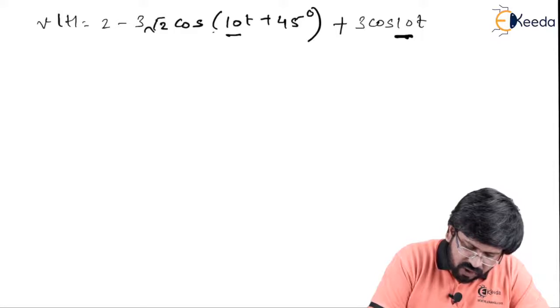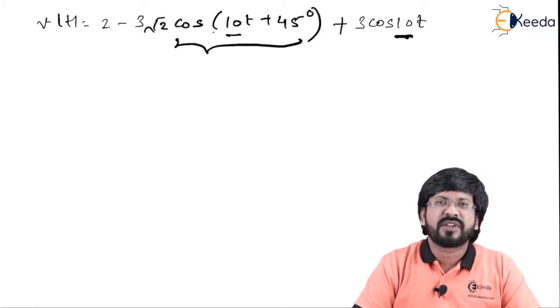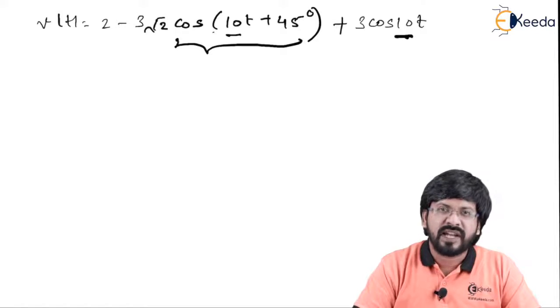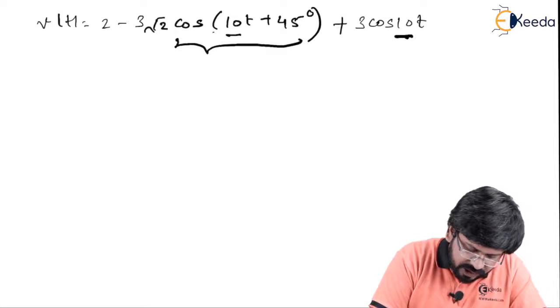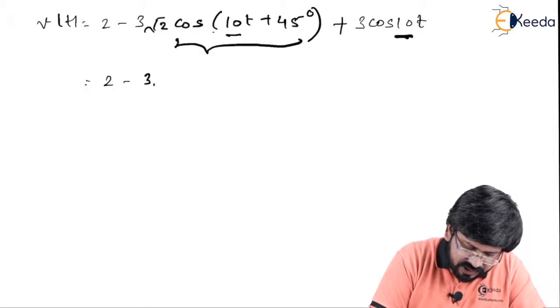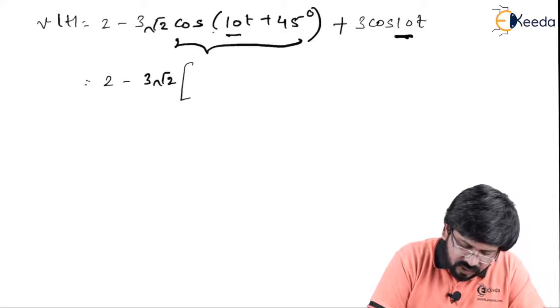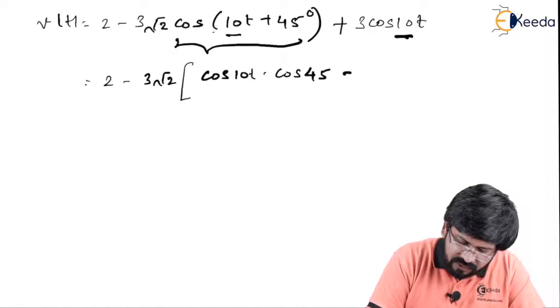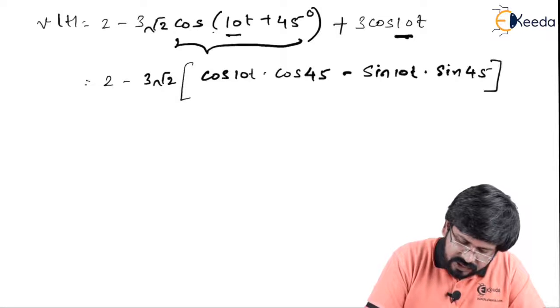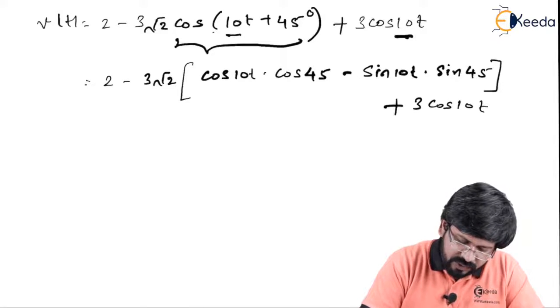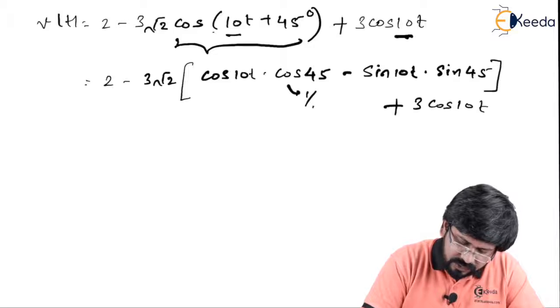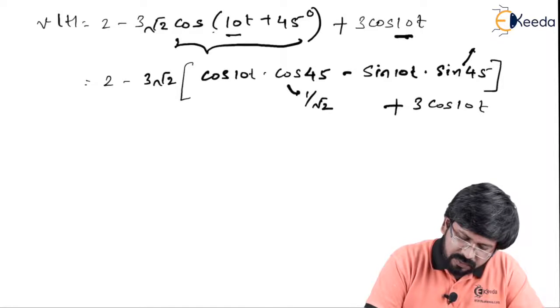I can in fact apply cos of A plus B formula. You all are aware cos A cos B minus sin A sin B is nothing but cos of A plus B. So let's see. Expanding this, I'll get 3 root 2 as it is. This term I will expand as cos of 10t cos of 45 minus sin of 10t sin of 45 plus 3 cos of 10t. So cos of 45 we know it is 1 by root 2. Similarly, sin 45 is also 1 by root 2.